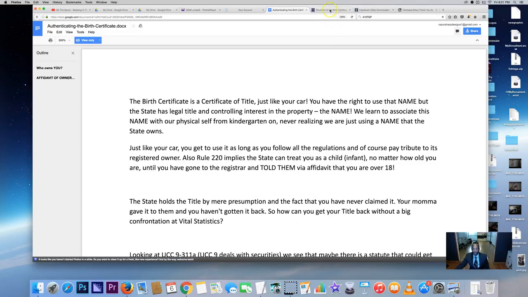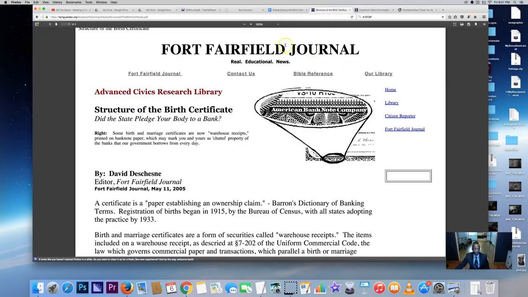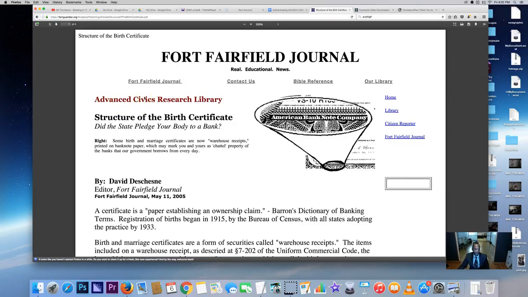All right, so let's skip over. Now, okay. Here's a nice document I just found. Structure of the birth certificate. Did the state pledge your body to a bank? Some birth and marriage certificates are now warehouse receipts, printed on banknote paper, which may mark you and yours as chattel property of the banks that our government borrows money from every day.